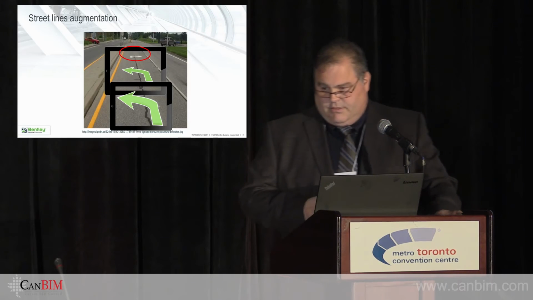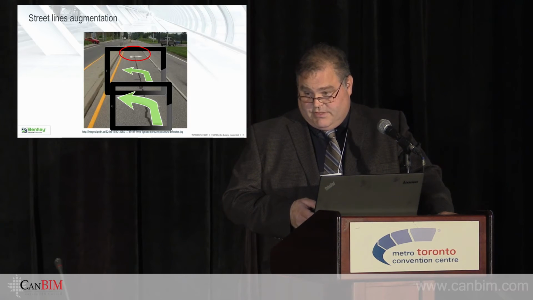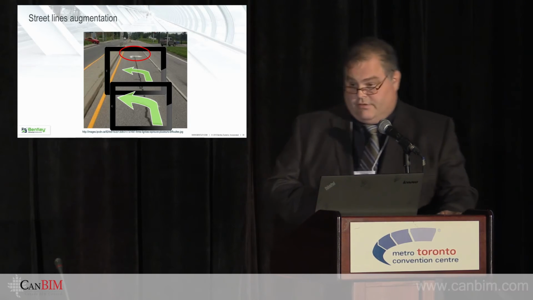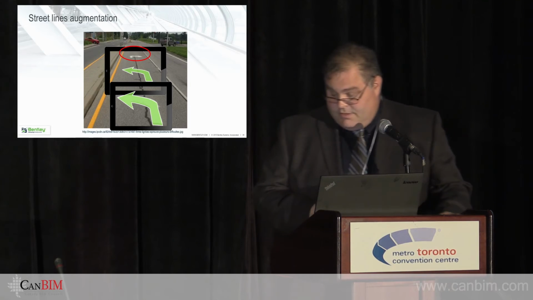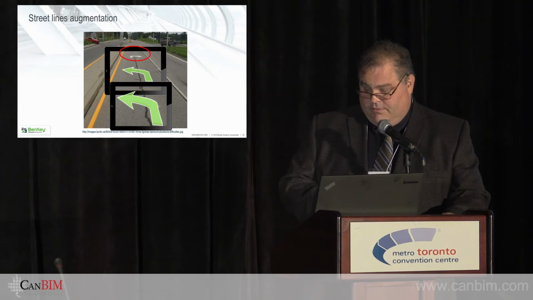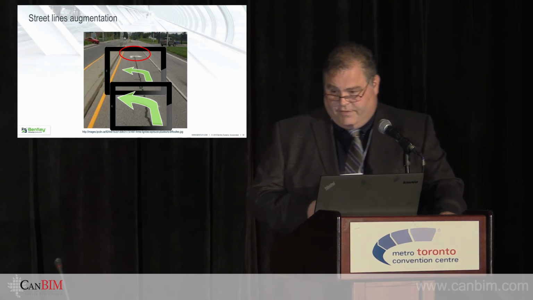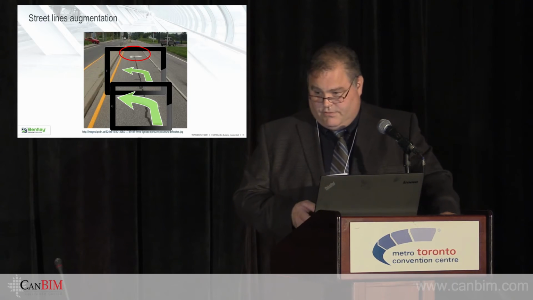We also have another issue here with street line alignments and augmentation. As you can see here, obviously this picture is not right. There are some pavement markings that just aren't correct. So again, wouldn't it be kind of cool to be able to virtualize, or use augmented reality, to identify areas of this nature?